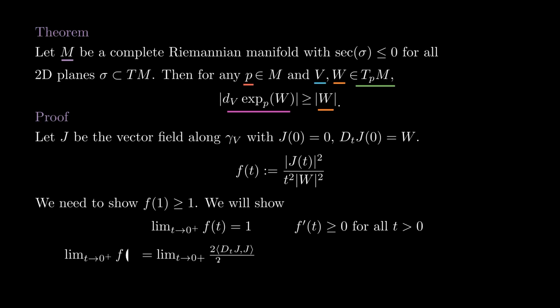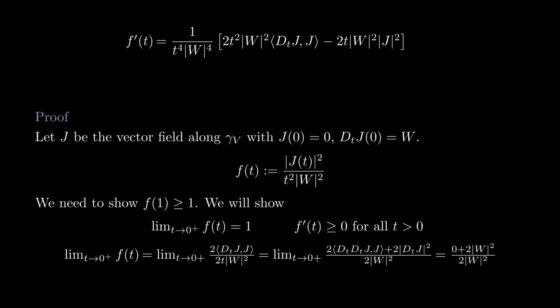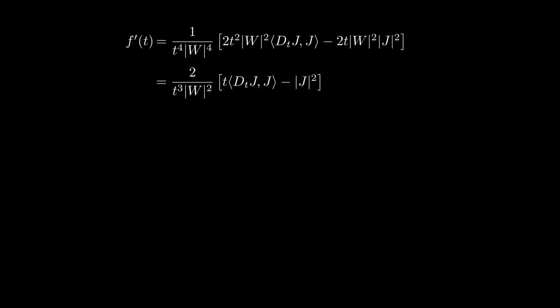To compute the limit, we use L'Hopital's rule. Both the numerator and denominator go to 0 again, so we apply L'Hopital's rule again. Using the initial conditions of J, we see that the limit is exactly 1. Now we show that f is non-decreasing. We first compute the derivative using the quotient rule and then simplify a little bit. The fraction at the beginning is non-negative, so we need to show that the stuff inside the parentheses is also non-negative. We focus on the first term.